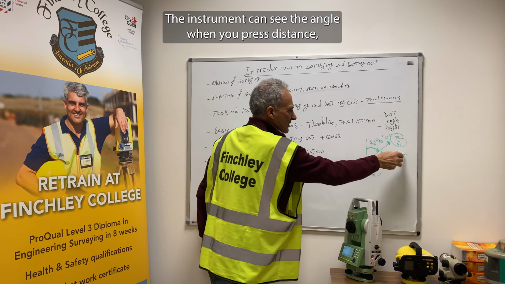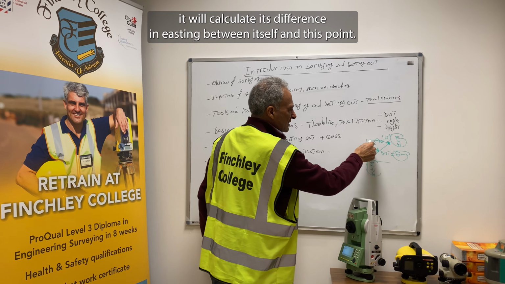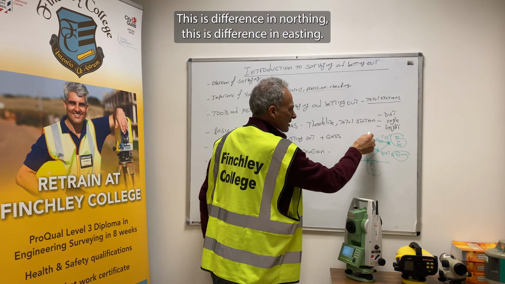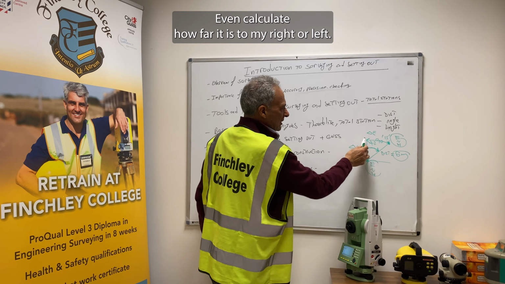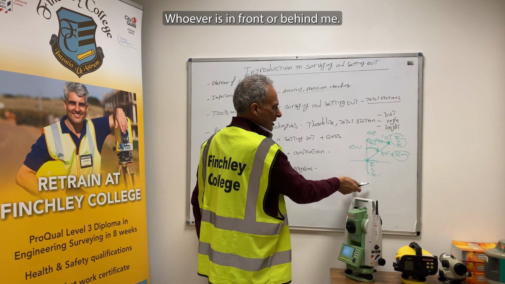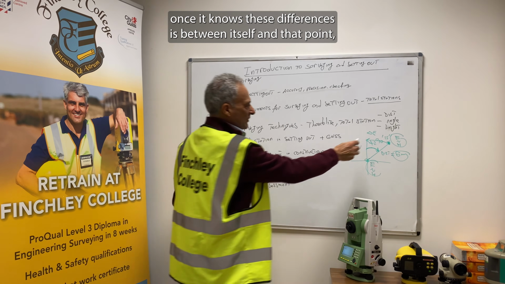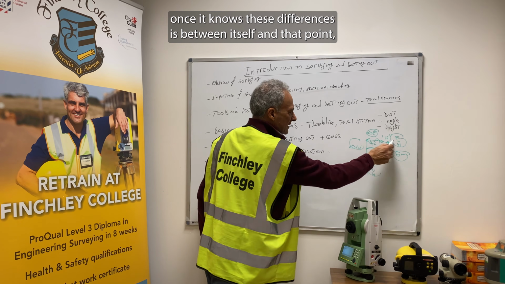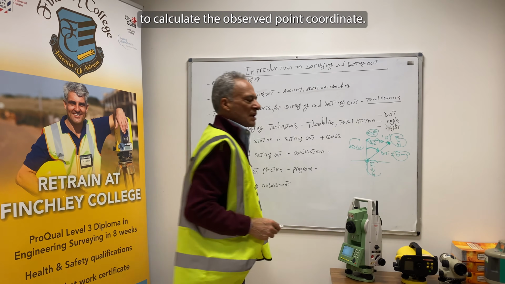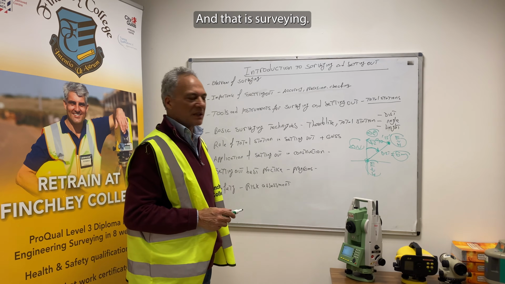When you press distance, it measures the distance. From these two, it will calculate its difference in easting between itself and this point. This is difference in northing, this is difference in easting. It will calculate how far it is to my right or left, how far is it in front or behind me, and from that, it will calculate this coordinate. Once it knows these differences between itself and that point, it will add it to the station coordinate to calculate the observed point coordinate. And that is surveying.